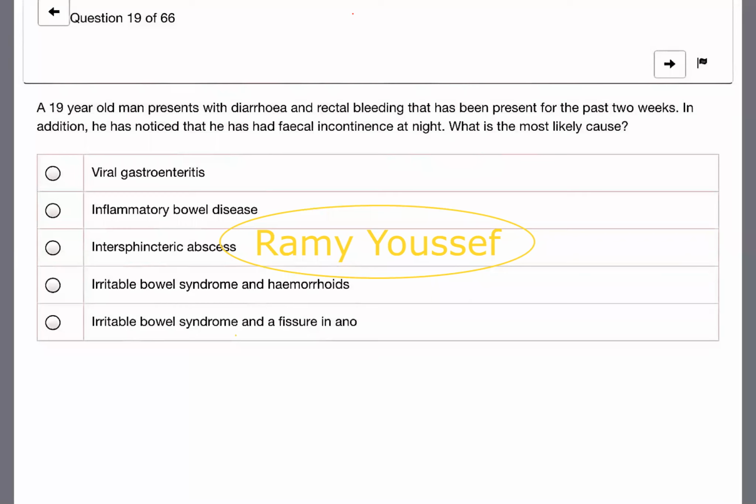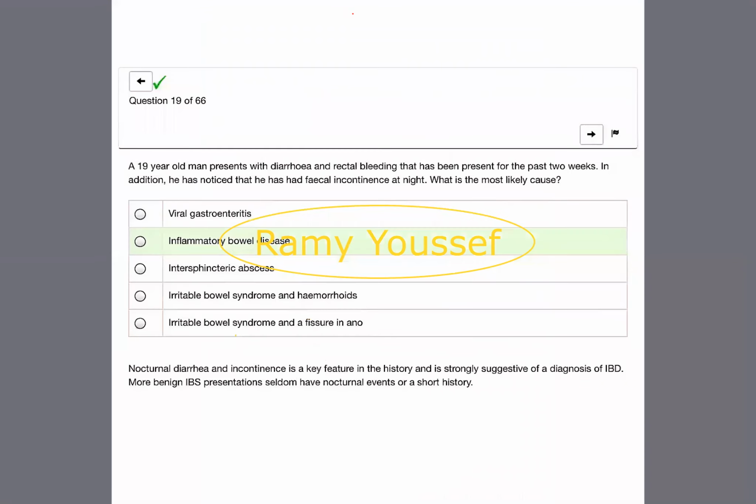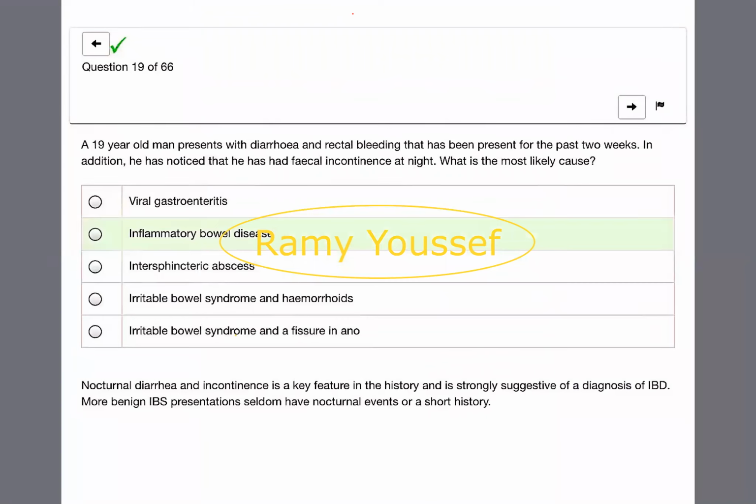If you face a patient with ulcerative colitis or Crohn's disease, he will tell you, "I always soak my pants," so he has to wear a pad or put a piece of cotton or towel to protect against this, from the pruritus and the inflammation of the anal canal. So this is inflammatory bowel disease. Viral gastroenteritis, no. Intersphincteric abscess will not come with incontinence. Irritable bowel syndrome will not come with fecal incontinence. So it is inflammatory bowel disease.